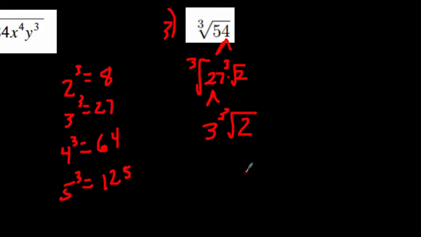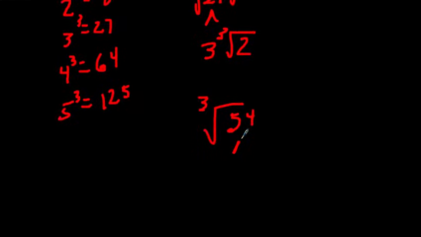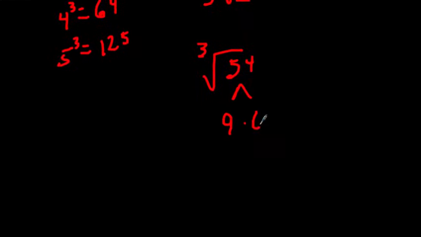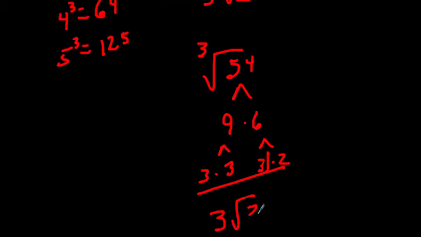And I can break down that process. If you didn't see the perfect cube side of things, once again, you can do the other technique and you get the same answer. So I know it's 9 times 6, I know this is 3 times 3, and I know this is 3 times 2. There's 3 3's, so 3 3's come out as 1 3, 3 cube root of 2, and I'm done.